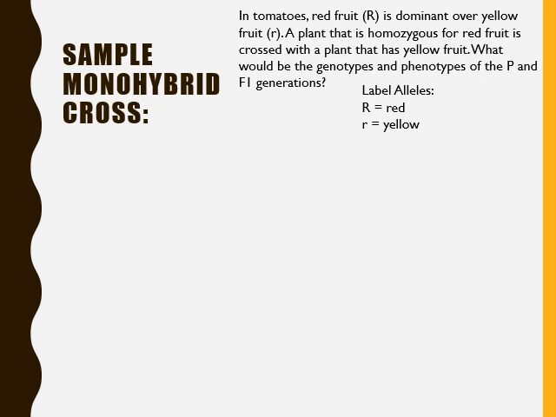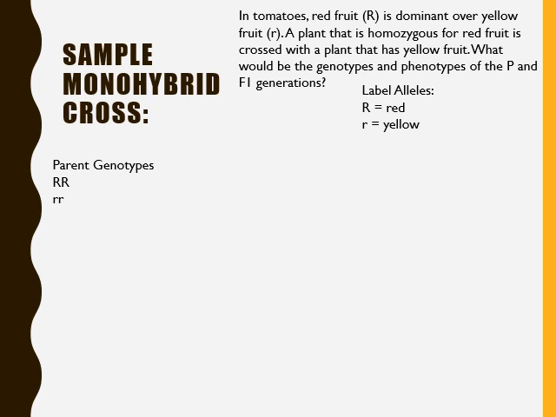We're not told if it's homozygous or heterozygous. But because it's yellow, what is the only possible way this plant can be yellow? It's if it has two recessive alleles. So even though we're not told it's homozygous recessive, we know it is just by the fact that it is phenotypically recessive. The only way it could be yellow is if there are no big R alleles. So our two parents are big R big R, and little r little r.